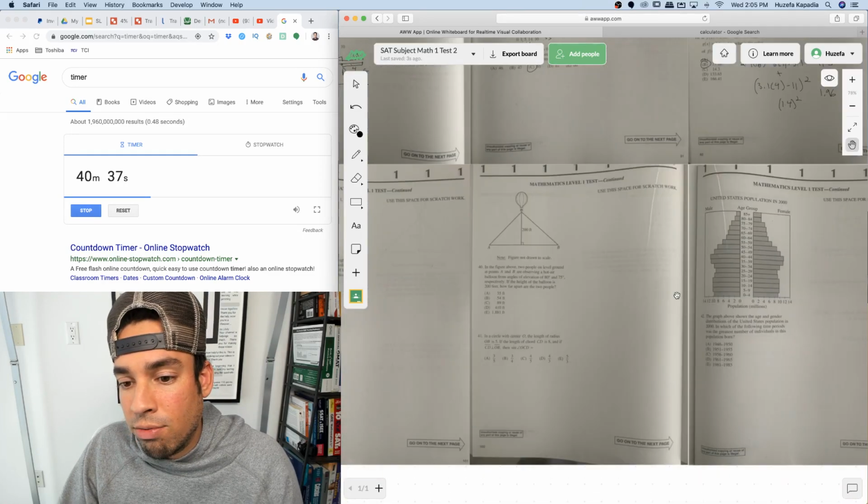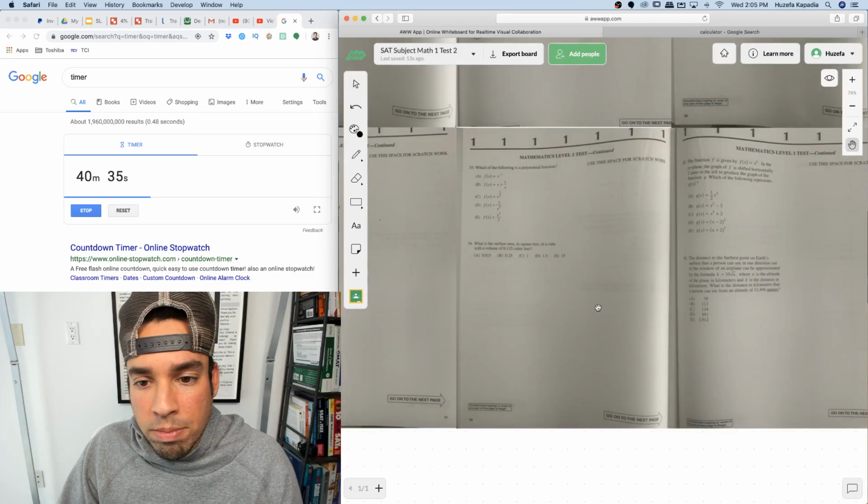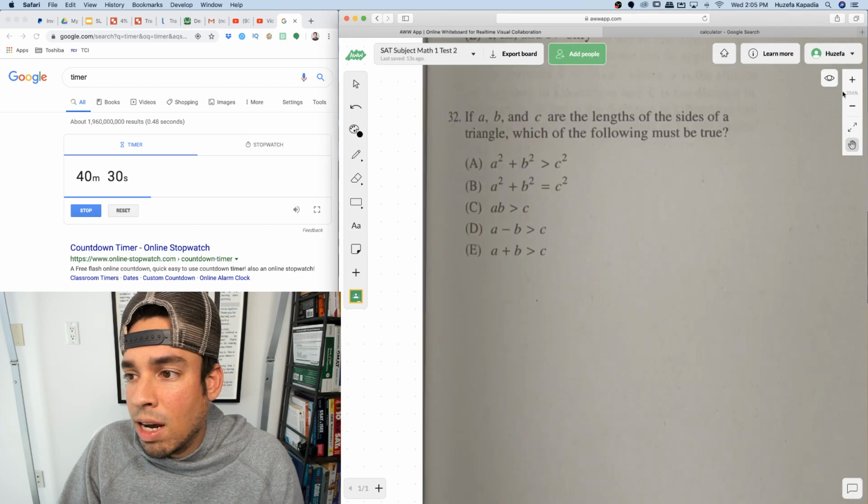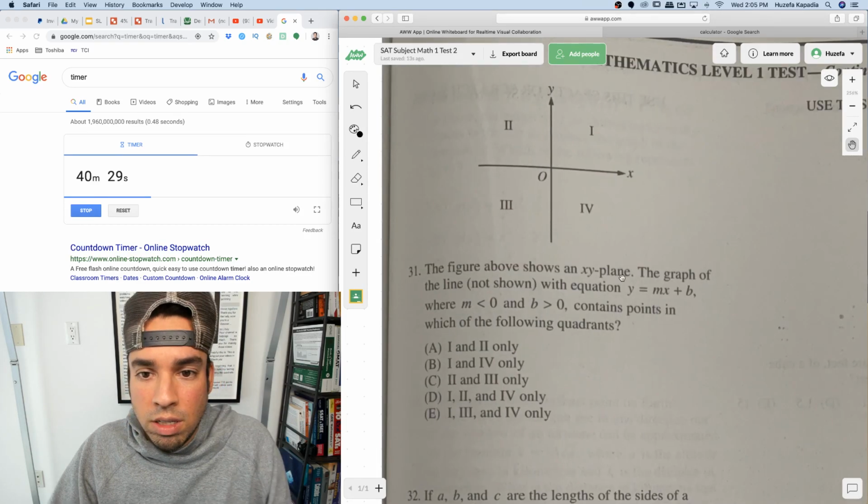Halfway done. And we've only burned 20 minutes. It's only a third of the time. More than halfway done, actually. But not really, because now the difficulty is going to increase, so these will take longer.